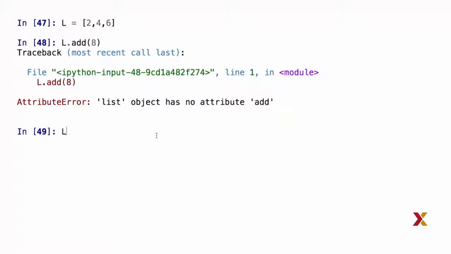So instead of typing L.add, what I really should type is L.append and then provide my new number at the end. So the lesson here is make sure you know the type of the object you're working with and you know what methods the object supports.